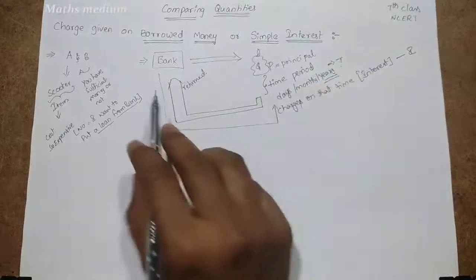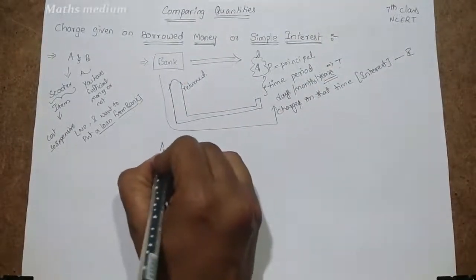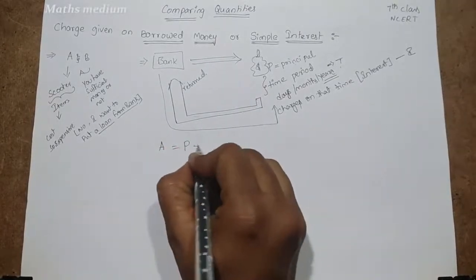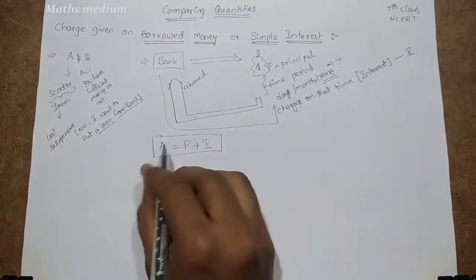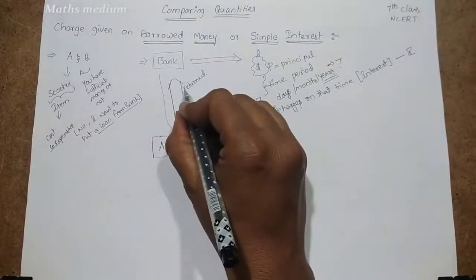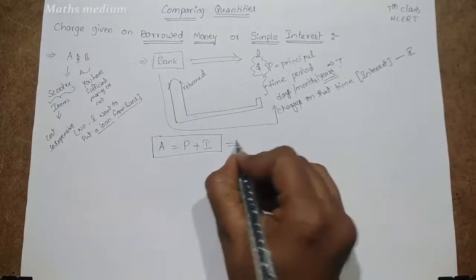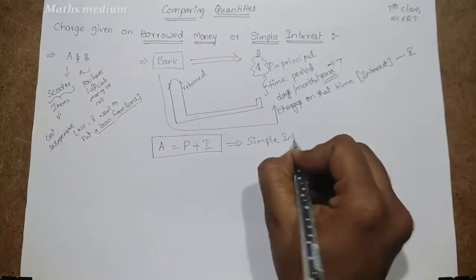So how much money do you give the bank at the time of return? That is called the total amount, that is principal plus interest. When we are going to return, we have to pay this amount. This is called simple interest.